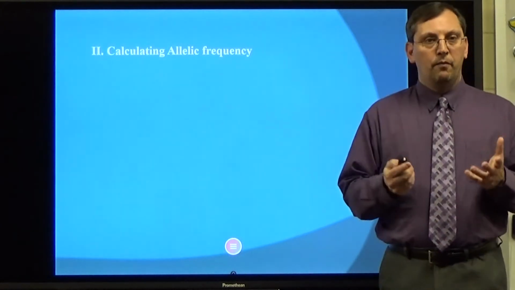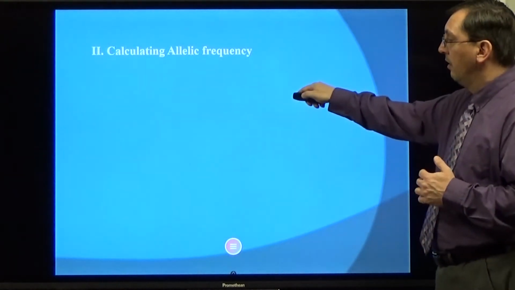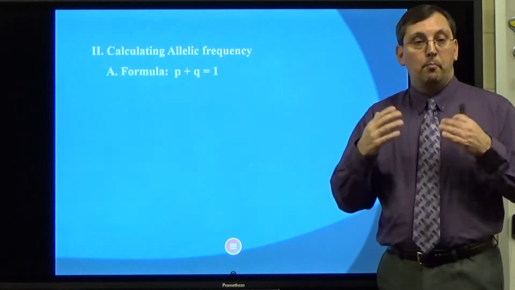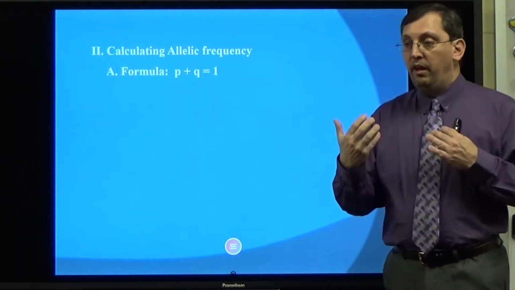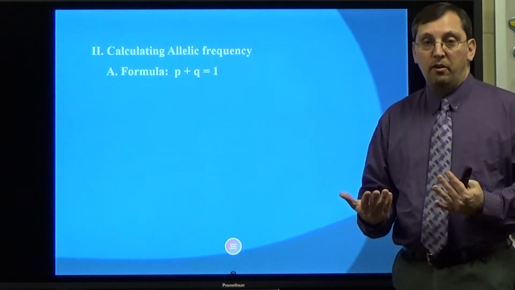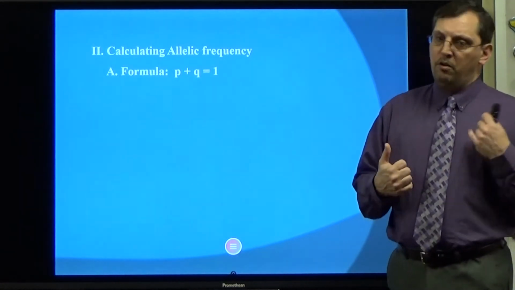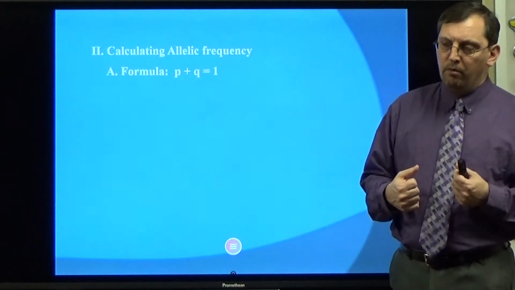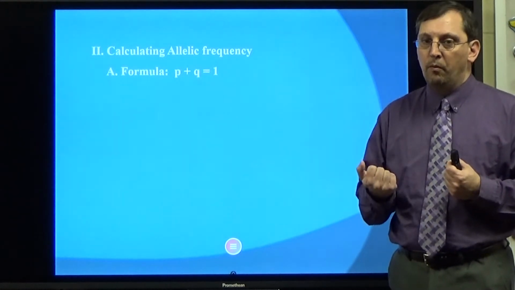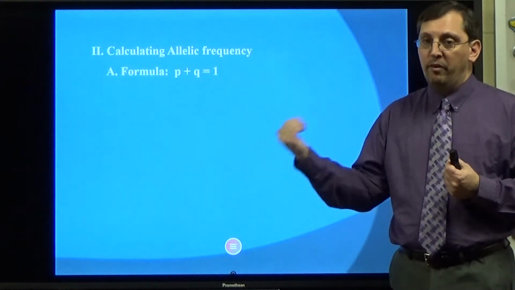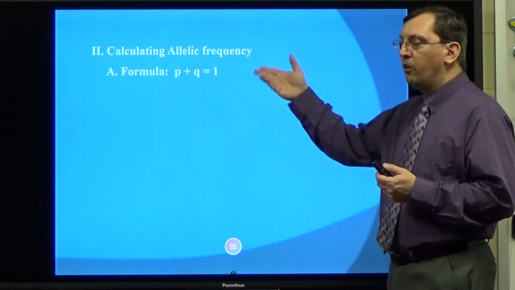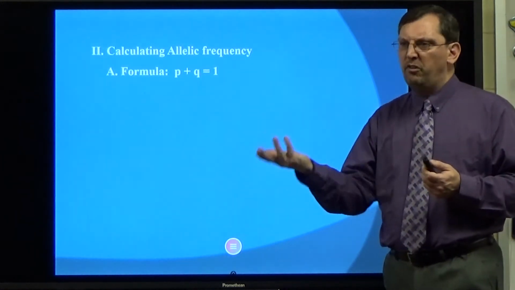So how do I calculate the allelic frequency? The formula is very simple. P plus Q equals 1. It is something many people who have taken a trigonometry class are going to see because it's a binomial probability theorem. So if you know P, then you know Q, because if P is 0.4, then Q is just 1 minus 0.4, which is 0.6. So it makes it simple. You can go back and forth either way. As long as you know those numbers, it's pretty straightforward.